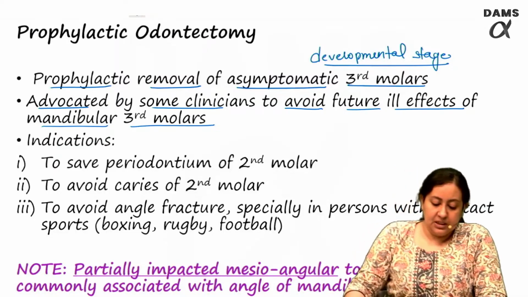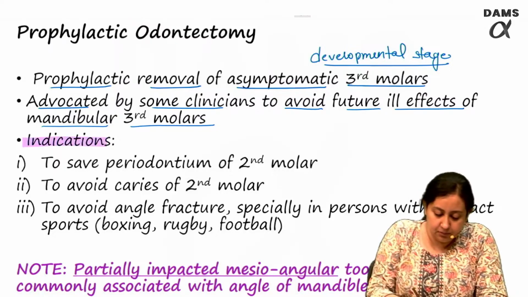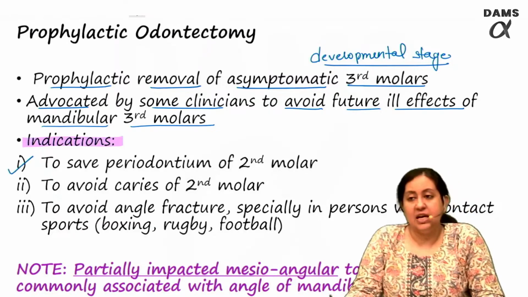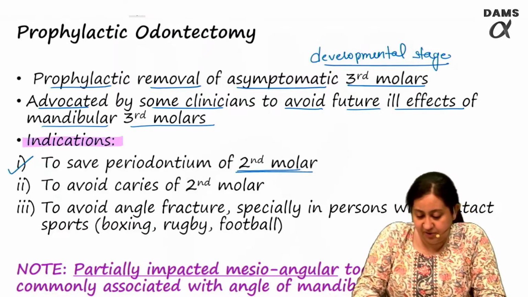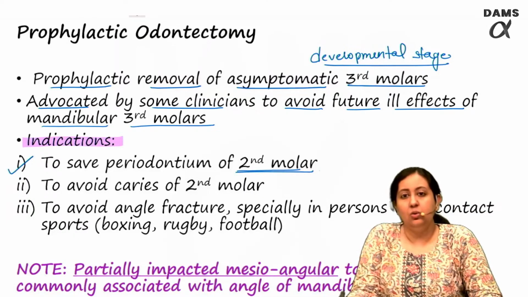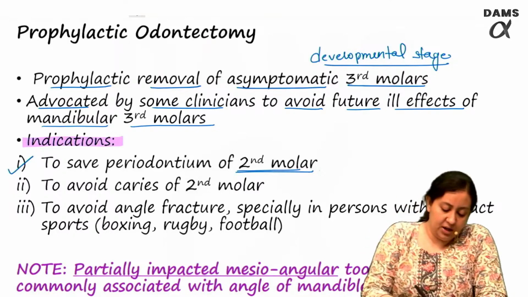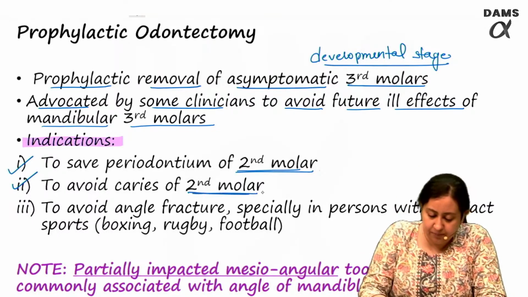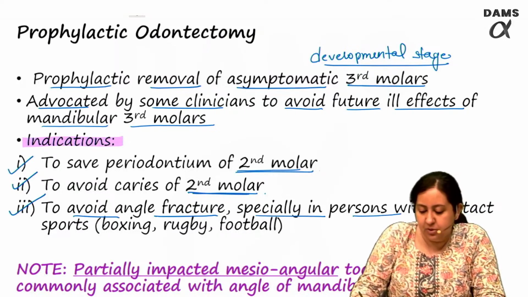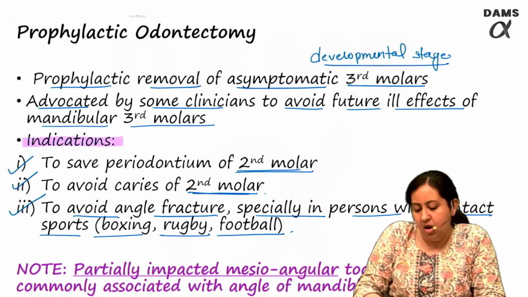Now, the indications are to save the periodontium of the second molar. The second molar is a functional tooth, and in comparison to a third molar, it is important. So, to save the periodontium of a second molar, to avoid caries of the second molar, and to avoid angle fractures, especially in persons who play contact sports like boxing, rugby, or football.